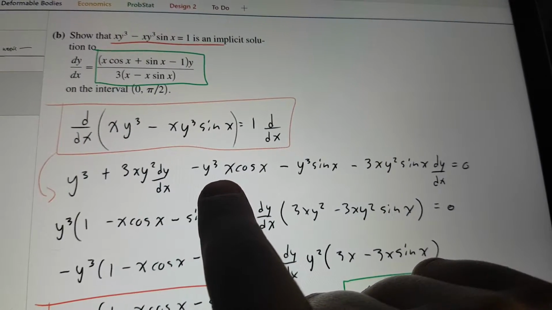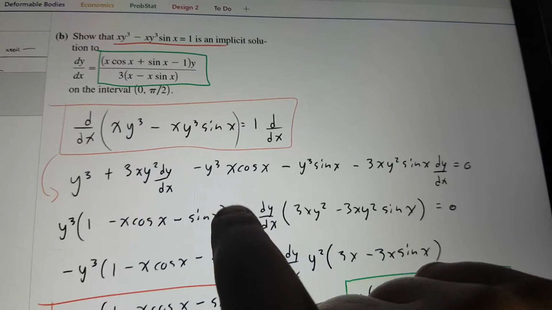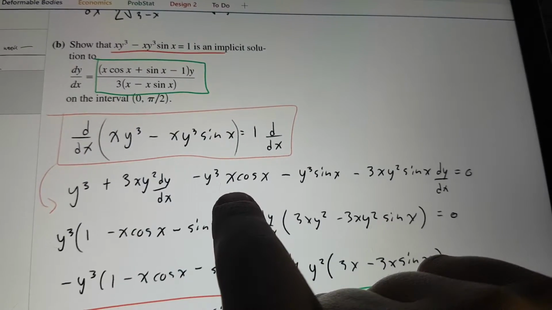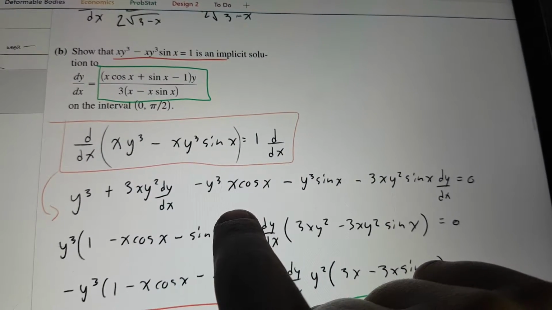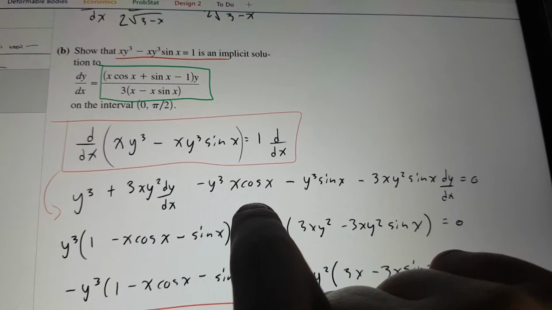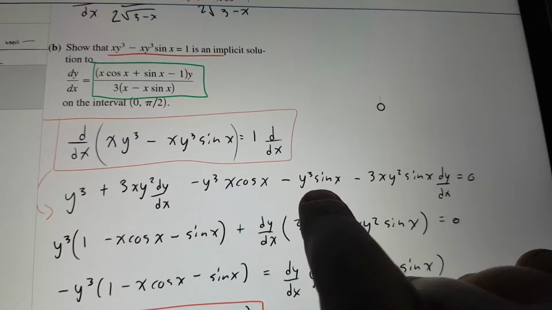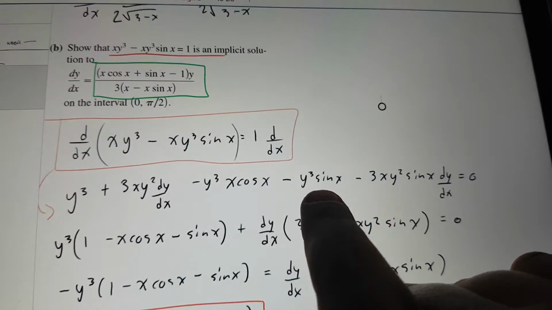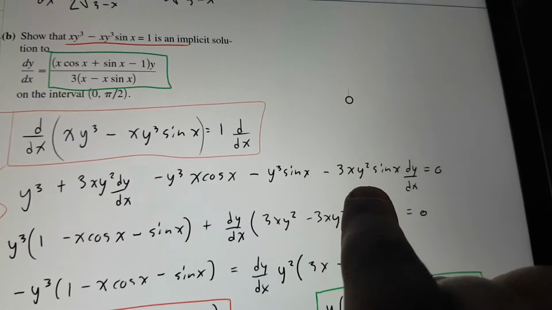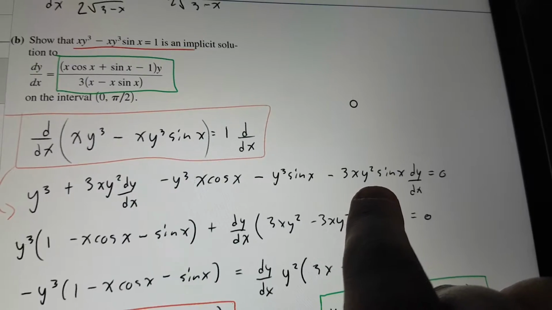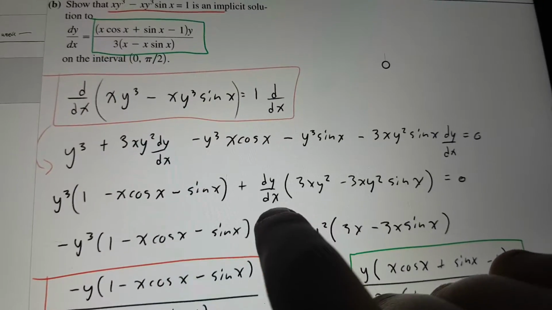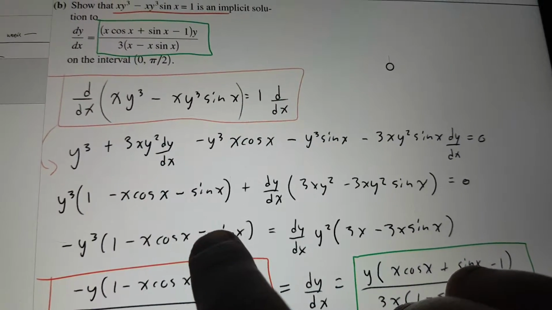This one is the negative 3y cubed. Wait a minute. Oh, I took the derivative of sine x. So I did that one there. And then this one here, we're just going to drop the x out. And this one here, we're going to have a y prime because we did it with respect to y. And I'm going to factor out a y cubed.